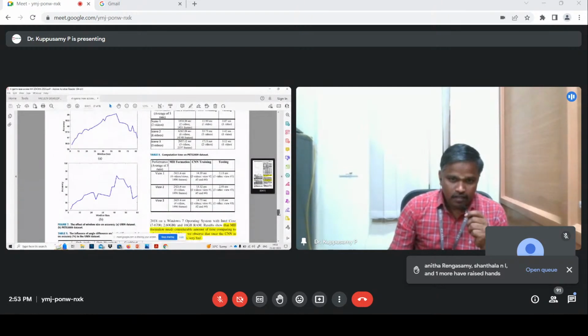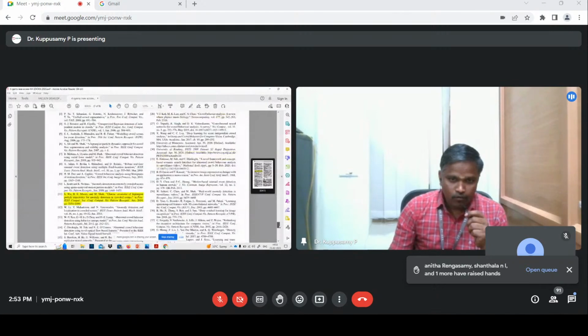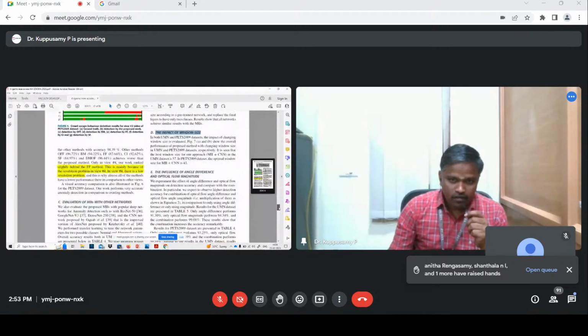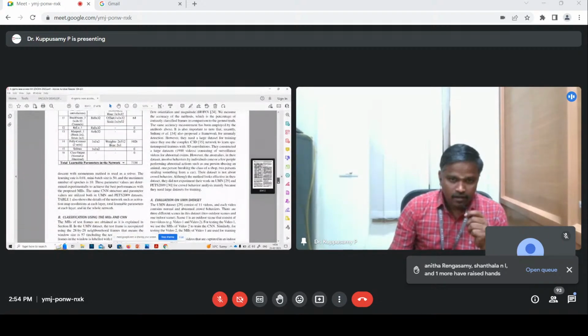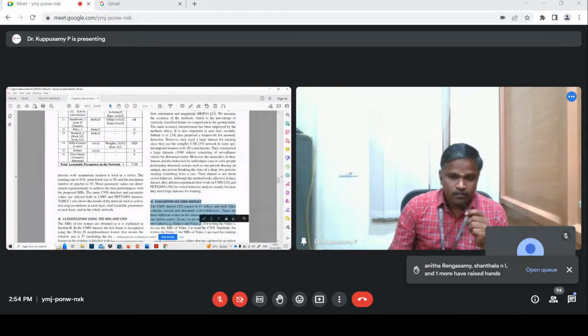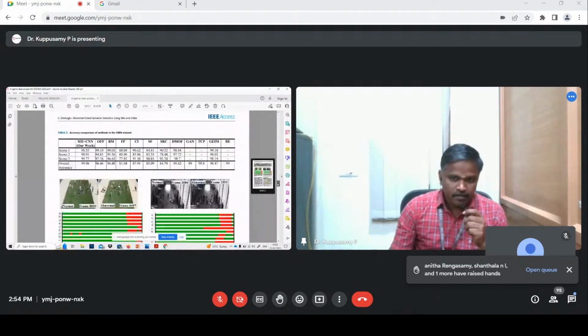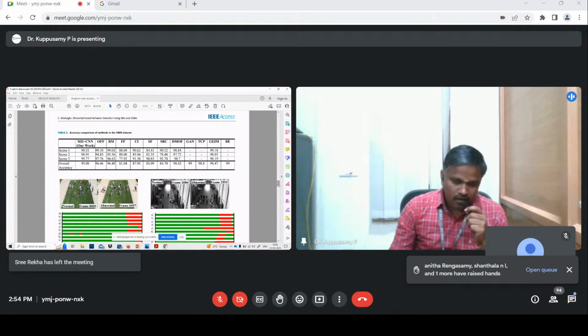You look at the result pages, page number 1, page number 2, page number 3, and this one. So almost 3.5 pages are used only for the results. This is very important when applying to a high impact factor journal. So we have to give more importance to explaining our method and our results.